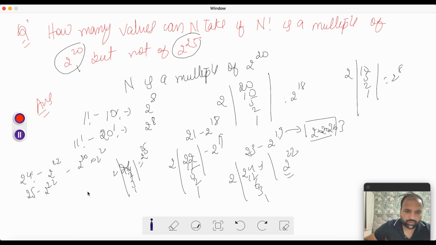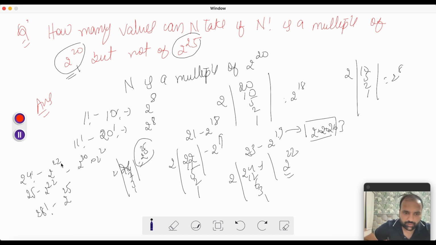In 30, we have 15, 7, 3, 1, but we just need 25 itself. The question is 25. So 28 factorial has the highest power 2 to the power 25. So what does the question say? How many values can n take? n is a multiple of 2 to the power 20, but not of 2 to the power 25.